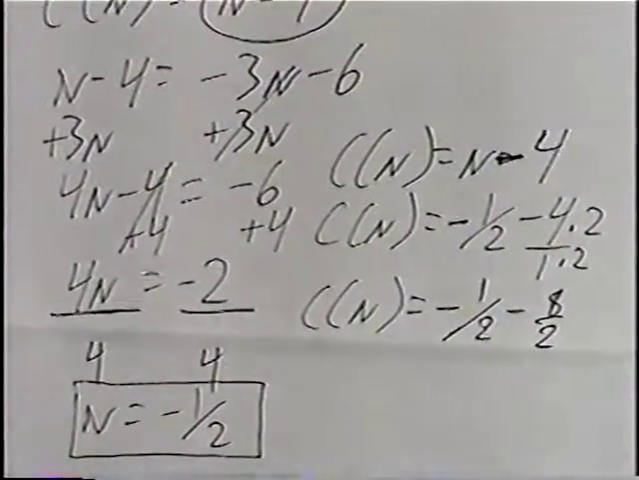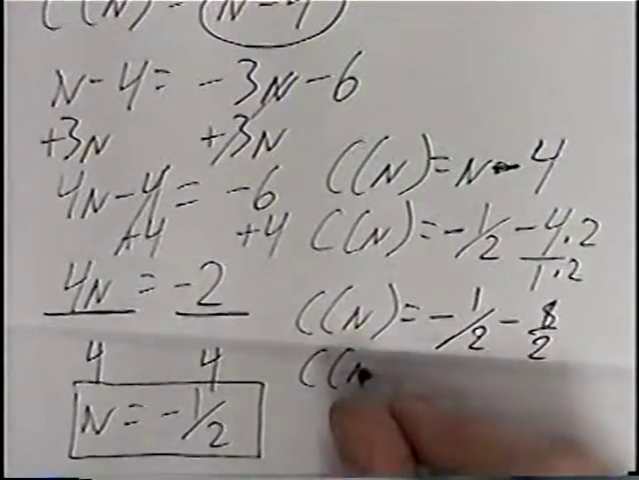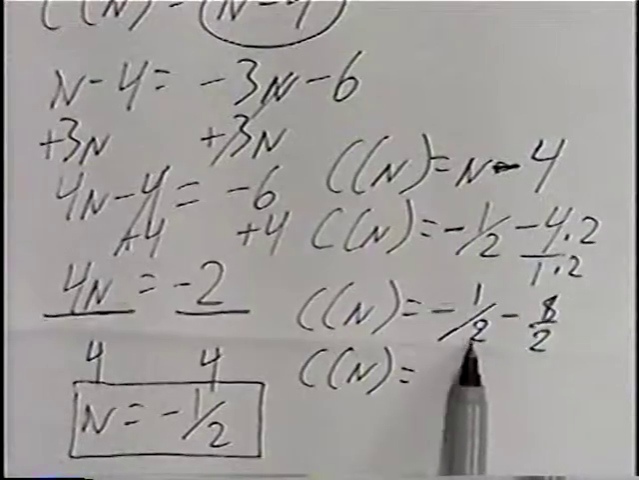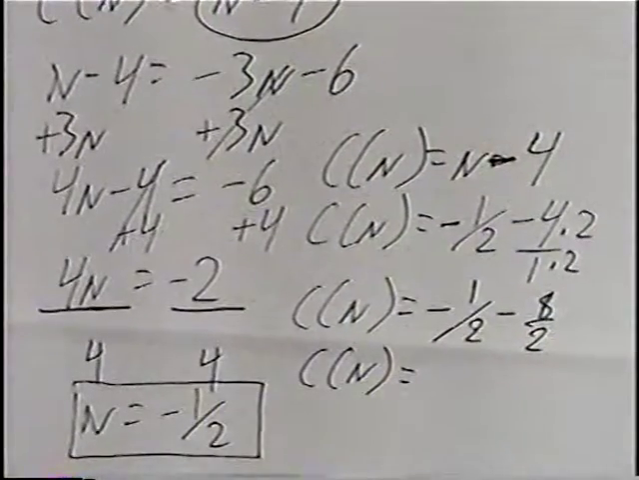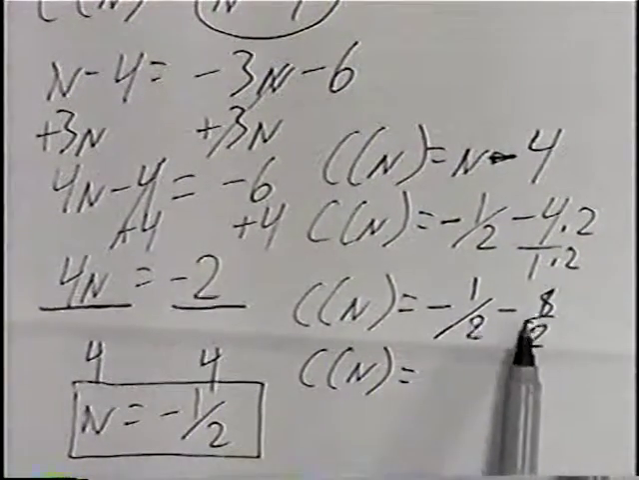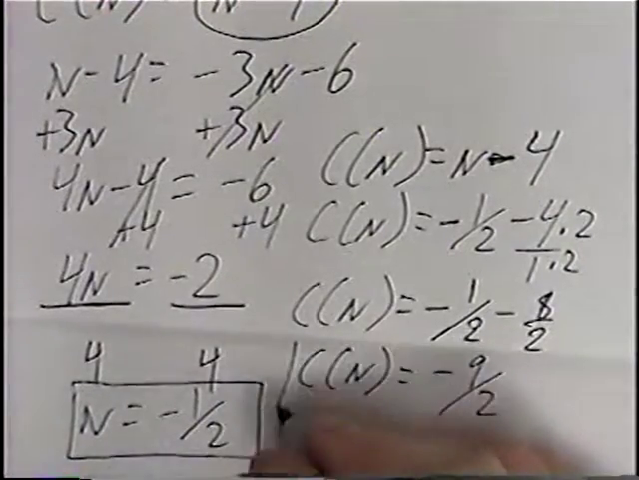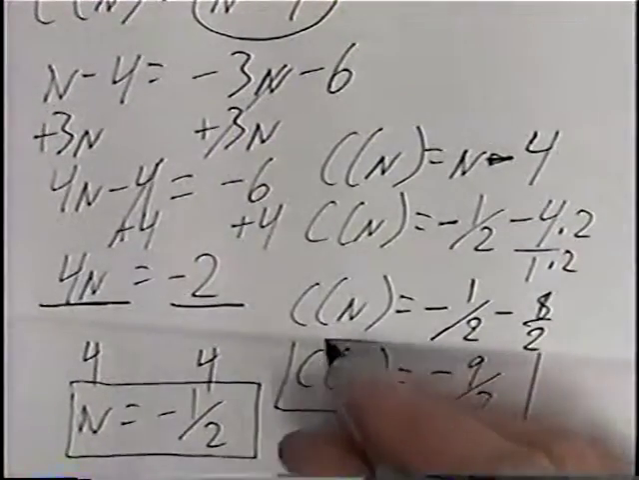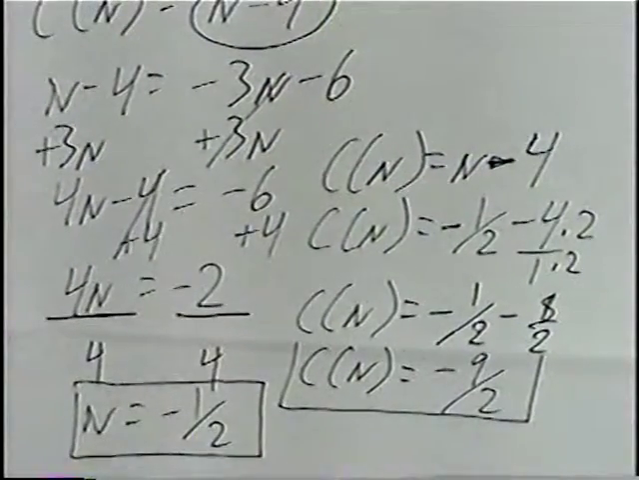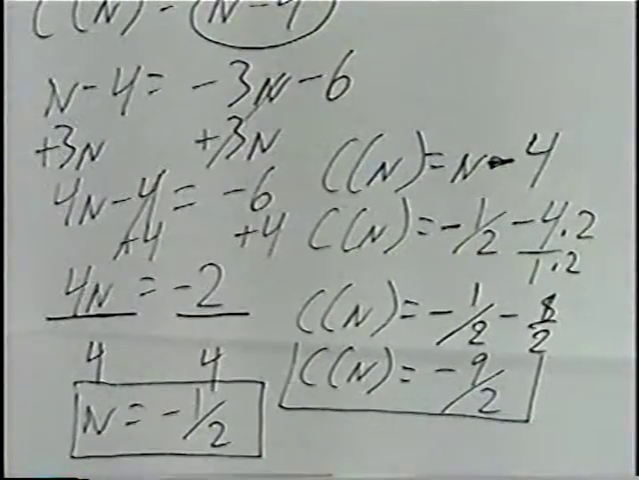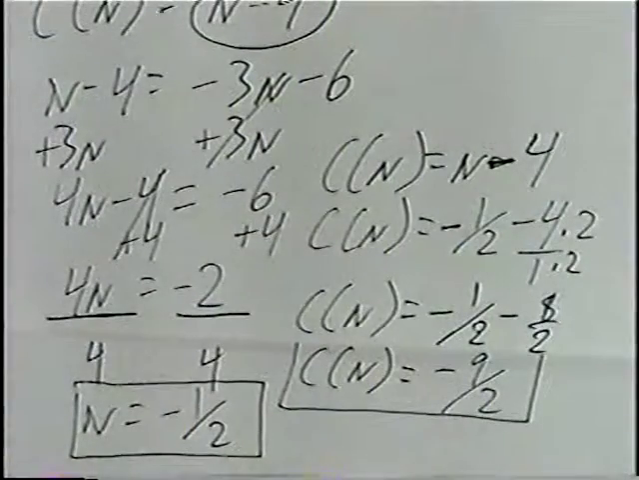And to get our answer, C of n equals negative 1/2 minus 8 over 2. Negative 1 minus 8 would be negative 9 over 2. So our two answers, n equals negative 1/2 and C of n equals negative 9 over 2.